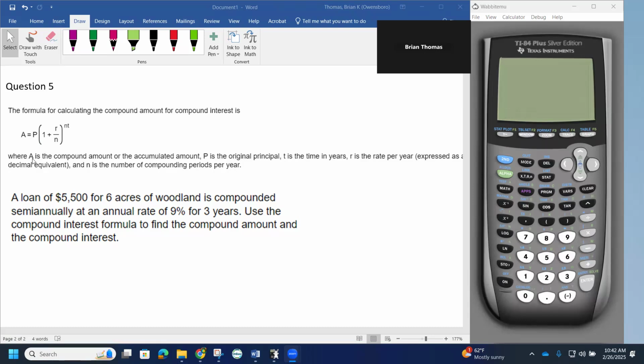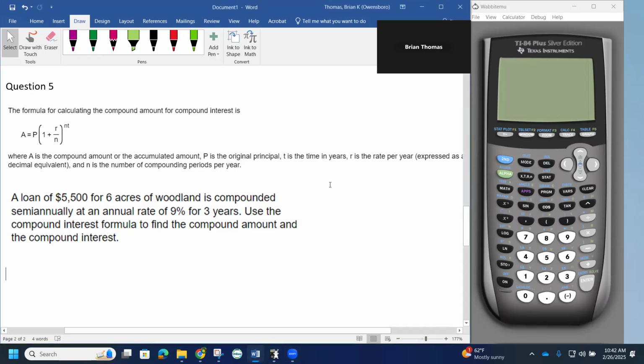So again, here they say A is the accumulated amount, or like I say, a lot of times it's the final amount. P is the principal or present value, if you will. The R is the rate per year, which is an interest rate. So it's usually going to be a percent in the problem, but it's got to be expressed as a decimal. And then the N stands for the number of times it's being compounded in a year.